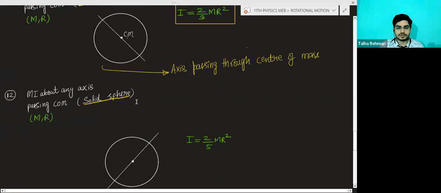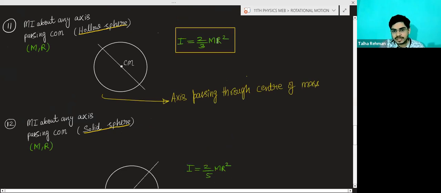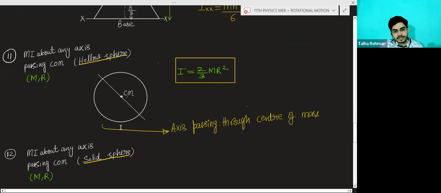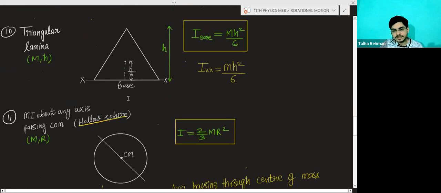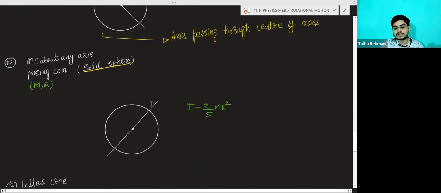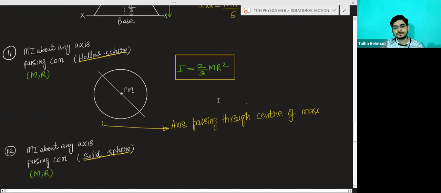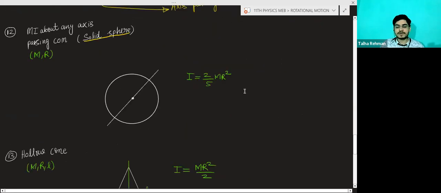Okay, so we are focusing on the moment of inertia right now. So the moment of inertia will be 2 by 3 mr square. But if we have a hollow cylinder, this is a hollow cylinder, no? Now for the solid cylinder, the moment of inertia about an axis passing through the center of mass will be 2 by 5 mr square. Hollow cylinder 2 by 3 mr square. Solid cylinder 2 by 5 mr square.